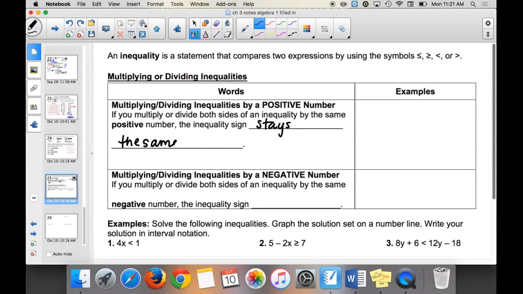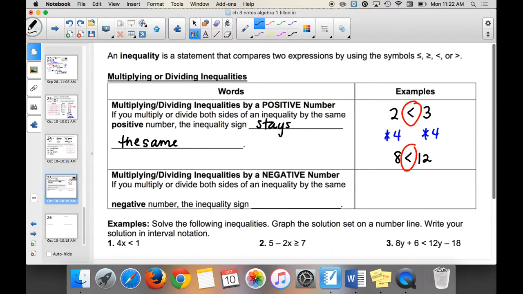So let me show you an example. So let's start with just numbers. We won't have any x's here. So what if I had 2 is less than 3? Do we agree 2 is less than 3? Yes, 2 is less than 3. Remember, the alligator wants to eat the bigger number. We talked about this before. All right, so what if I multiply by the same positive number on both sides? What if I multiply by 4 and multiply by 4? What would my new inequality be? 8 is less than 12. Okay, is that true? Is 8 less than 12? Yeah, so the inequality sign, it was less than before and it stayed less than now.